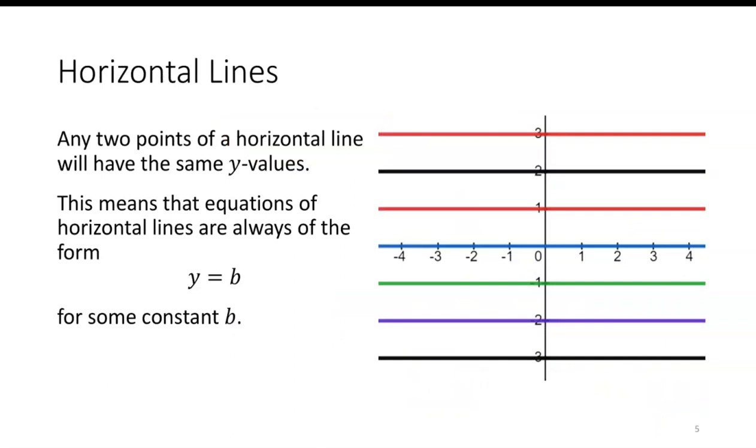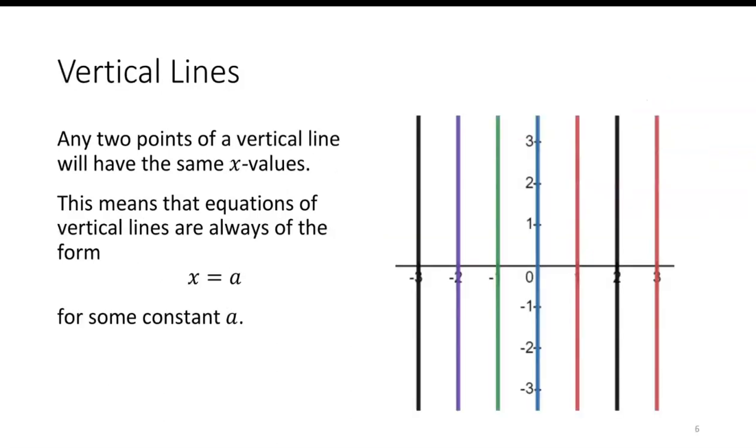Two special cases for lines. One is horizontal lines, which are lines that are just flat. Those are ones that have slope of 0. So any two points on a horizontal line will have the same y values. This means that equations of horizontal lines are always going to be of the form y equal to whatever the y value is. For instance, the one at the top there, all of them have a y value of 3, so the equation would be y equals 3. The next one down would have an equation of y equals 2. The next one would have the equation y equals 1, and so on.